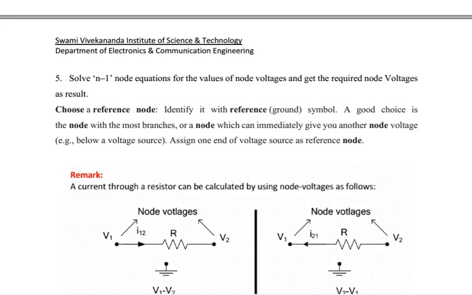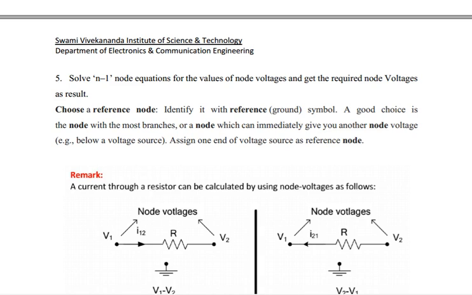Then what will happen? If one end of the voltage source is connected to 0, then the other end of the voltage source will be either positive of the value of the voltage source or negative of the value of the voltage source. That means if the negative terminal is connected to ground, then the positive terminal voltage is a known voltage, the value of the voltage source. If the positive terminal of the voltage source is connected to ground, then the other terminal, the negative terminal, will be the negative of the voltage source value.